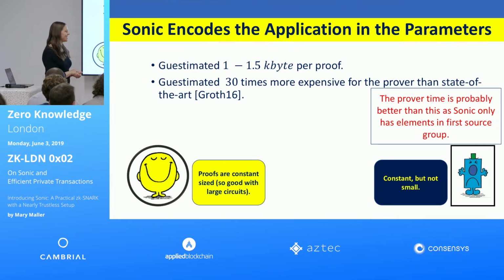Although, saying this, it is slightly better, possibly. Again, the way I was calculating this was just going through counting, because all of these elements that are being generated by the prover are in the first source group of the bilinear pairing, and these elements are much faster to compute and smaller than elements in the second source group, and we don't have any elements in the second source group.